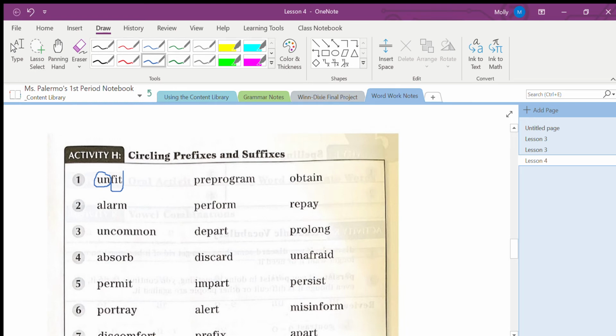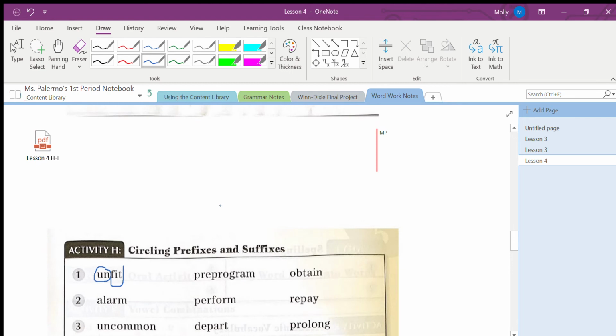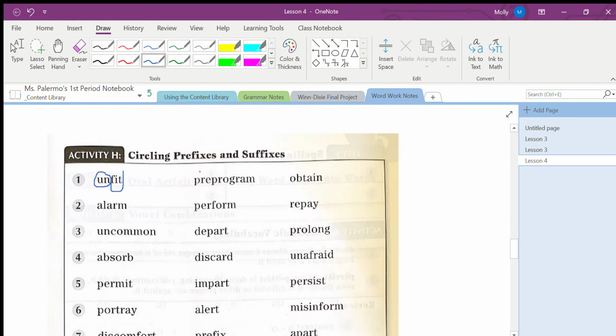Let's go to the second word. Well, I know from, again, my prefix list that I see 2 prefixes in this word. I've got pre, I've got pro. Pre, pro, and the rest of it is a word part, gram. So the entire word is preprogram.